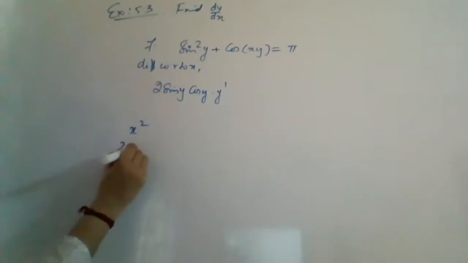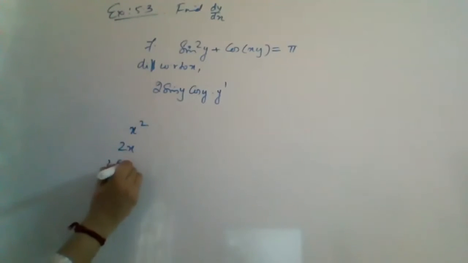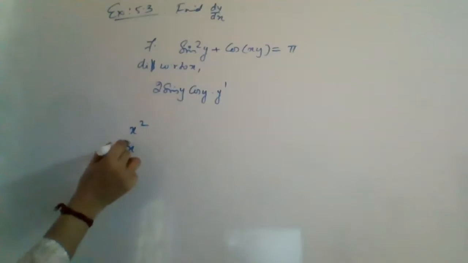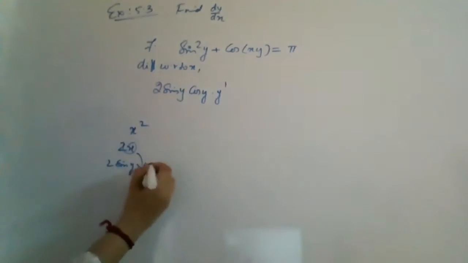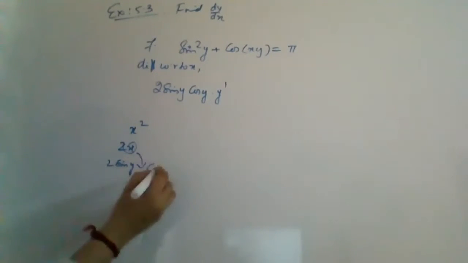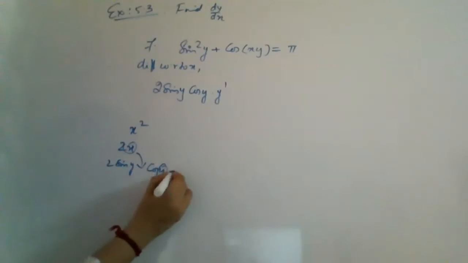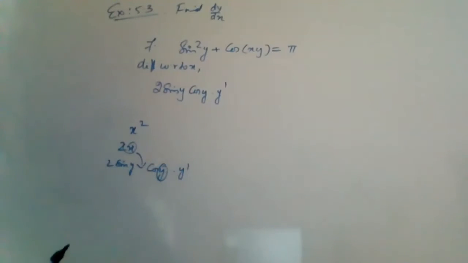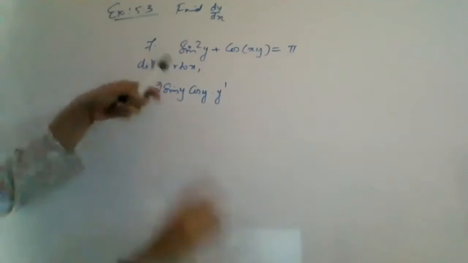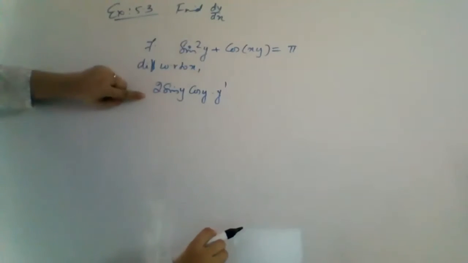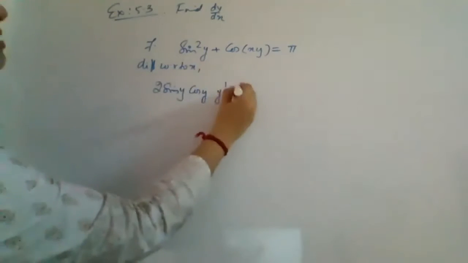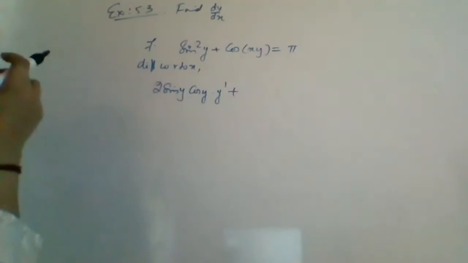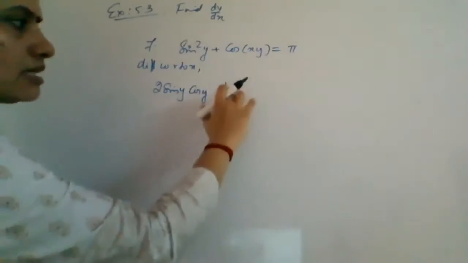For x square, you will write 2x. So you got 2 sine y. Now, since it is not x, you will write its derivative. Derivative will give you cos y. And since again it is not x, you will write its derivative, which is understood. So your sine square y after differentiation gives 2 sine y cos y into y dash. Plus, again this cos of something. Cos of something's derivative will be minus sine of something.